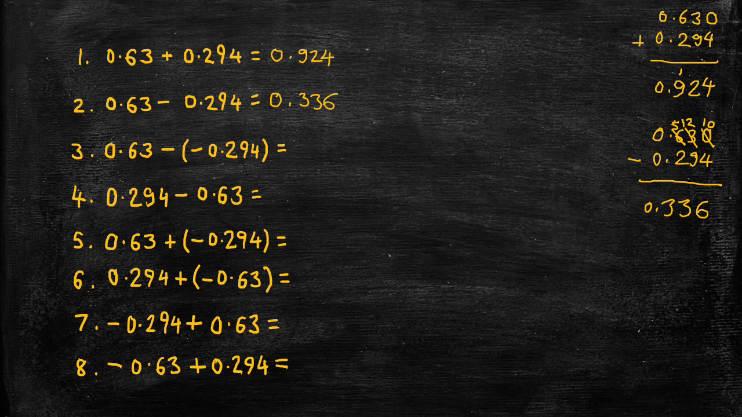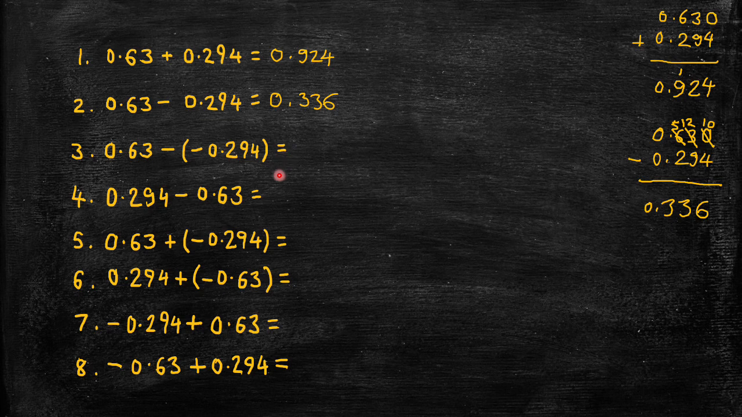These other problems that I've got up here, I'm not going to need to do any additional calculations, but I will need to think about exactly how I'm going to solve the problems. So 0.63 minus minus 0.294. So how do I solve that one?